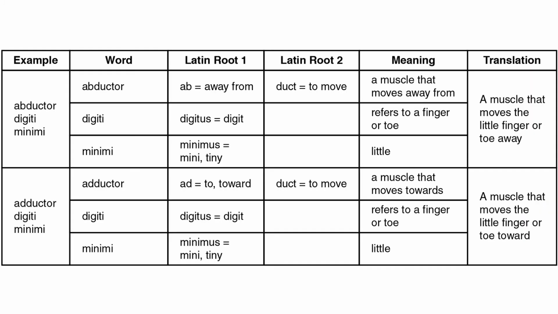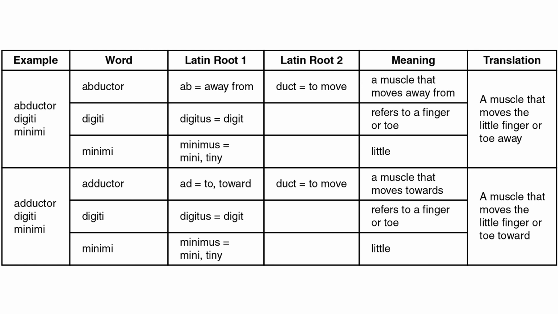Now, the last 2 slides are going to have a lot of words with Latin roots or Greek roots. So for example, we have 2 muscles that are explained here, and it's abductor digiti minimi. Abductor, digiti, and minimi basically mean ab, away from, digit, and then mini, or tiny. And so it is going to be a muscle that moves the little finger or toe away. And so when we talk about these, it's going to tell us what that muscle is going to do.